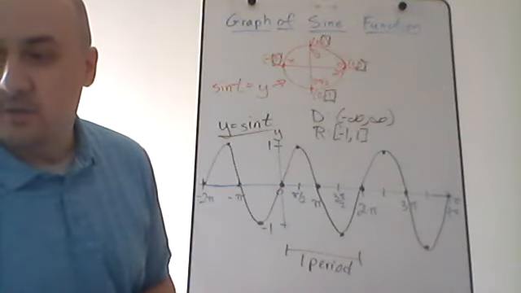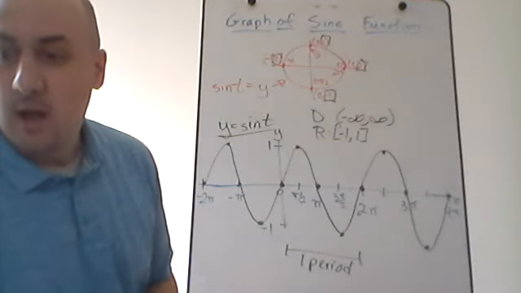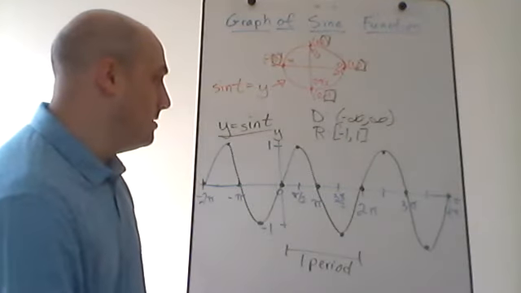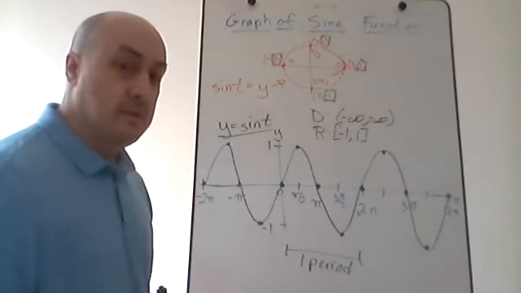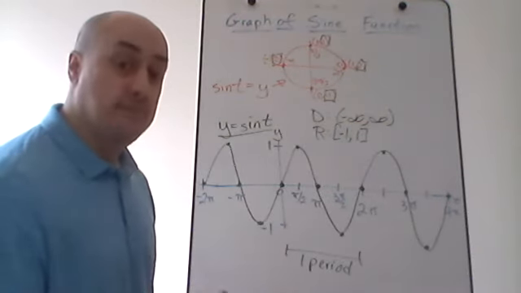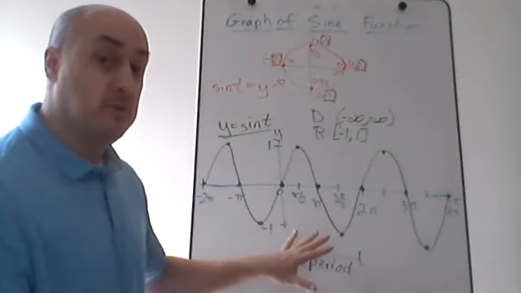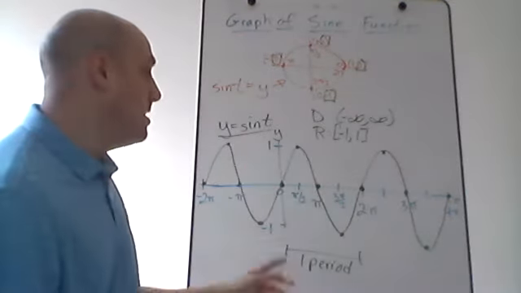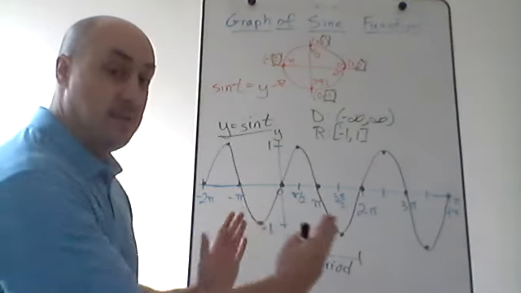I'm just checking my notes to see if there's anything else I wanted to mention about this function. I think that's pretty much it. So the key thing to know for the sine function, and I'm going to do another video in a minute where I talk about the graph of the cosine function, which looks very similar to the graph of the sine function. It has the same wave property. It has the same domain and range. It's just that the starting point is slightly different.